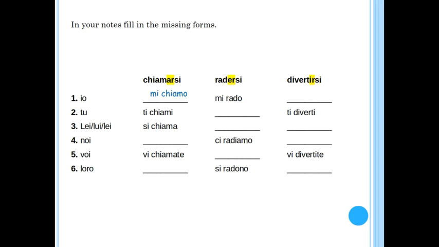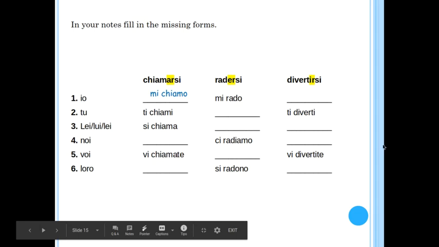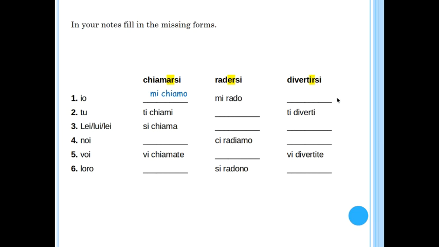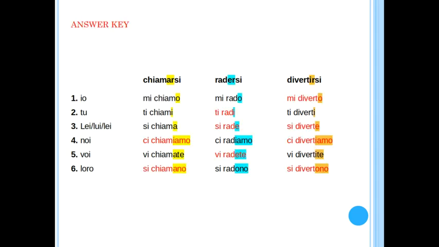So here I have a chart for 3 different verb forms, ARE, ERE, and IRE. And I want you to try to fill in the missing forms, include the reflexive pronoun and the verb conjugation. Okay, use clues that you see within this chart and use your notes if you don't remember how to conjugate ARE, ERE, or IRE verbs. And when you're ready, I have the answer key on the next slide. Check your answers. Okay, so all of the answers, the blanks are in red, and I've highlighted the verb endings for each of the different verb forms.